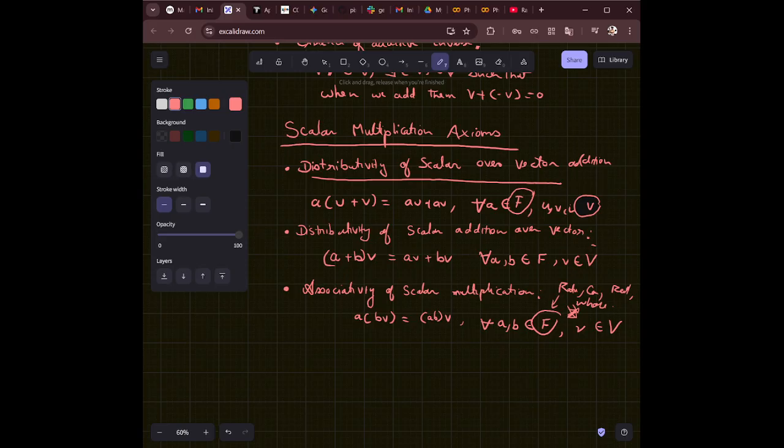The final one is called the identity of scalars, which means 1 times v equals v for every v, which are vector elements in set V, which is a set of vectors.